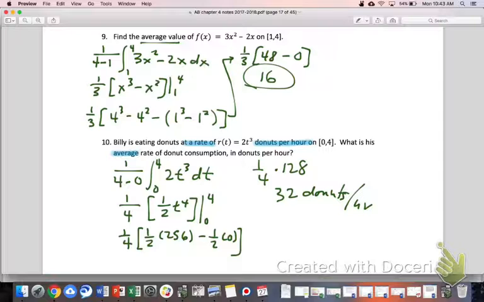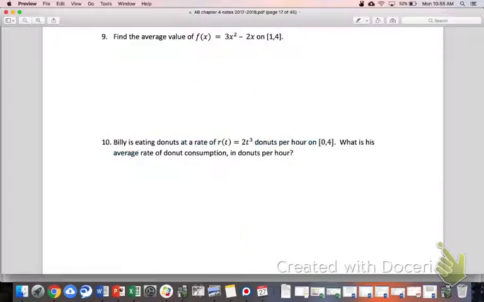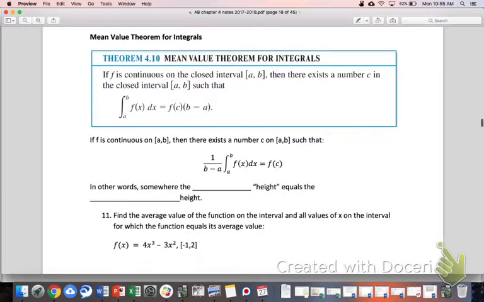Okay, any questions? That's his average rate of donut consumption. That's a lot of donuts, yeah. Okay, cool. So let's go ahead and jump ahead to one more example using mean value.